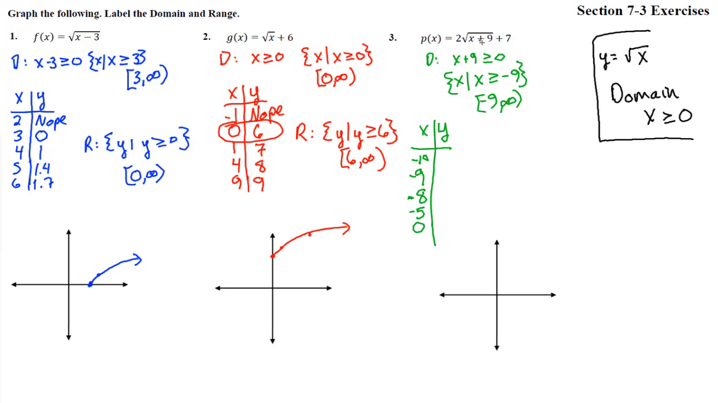So let's stick in negative 10. Negative 10 plus 9 is negative 1. Square root of negative 1 isn't going to give us anything on the graph. Square root of negative 1. Who ever heard of such a thing? All right, so that's negative 10. Doesn't give us anything. Yep, it's not in the domain.